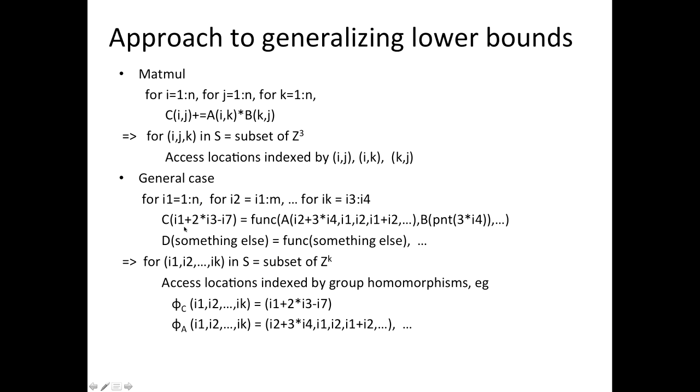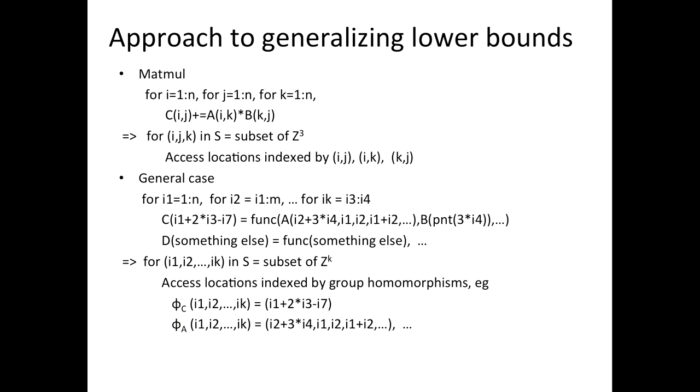So for example, C has this one subscript, and so I'm just going to record that by saying there's a mapping from all the loop indices to the subscript of C, and there's another mapping from all the loop indices to the subscript of A. And just to give you a taste of what the math is like, these are called group homomorphisms.